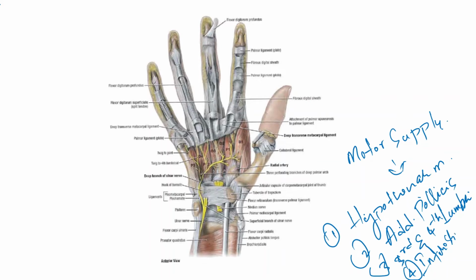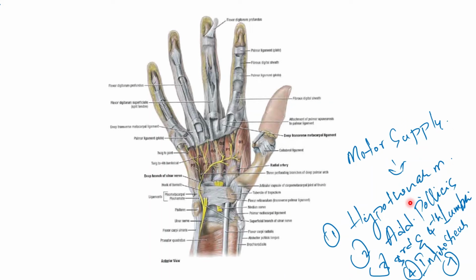Interosseous muscles, that is the palmar interosseous. In total there are 7 interosseous muscles. So the palmar and the dorsal interosseous, all these muscles are supplied by the ulnar nerve. I repeat, the motor supply of the ulnar nerve: the ulnar nerve supplies the hypothenar muscles, that is the flexor digiti minimi, the opponens digiti minimi, the abductor digiti minimi. It also supplies the adductor pollicis. It supplies the third and fourth lumbrical and all the interosseous muscles, including the palmar and the dorsal interosseous. So these are the muscles supplied by the ulnar nerve.